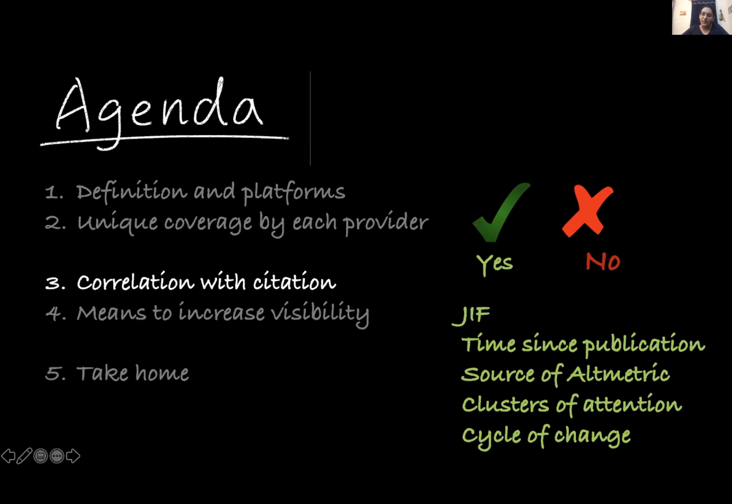Then time since publication is another thing, because the longer an article has been around, the higher the citation count would be, as we saw earlier. So the correlation between Altmetric score and citation would obviously depend on the time since publication.